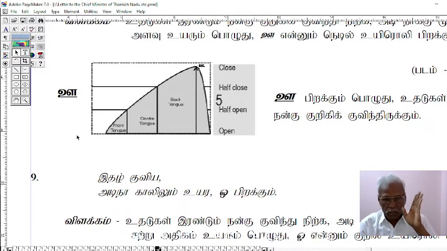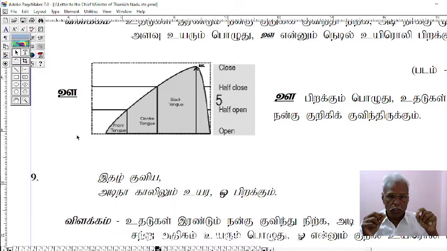When this long vowel is produced, the lips are narrowly, fully rounded.